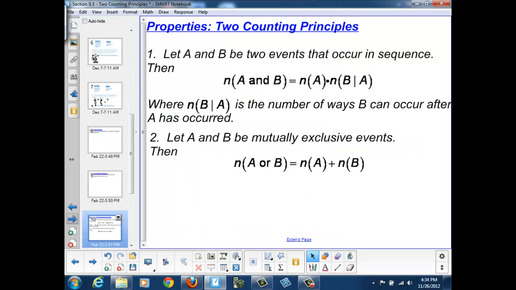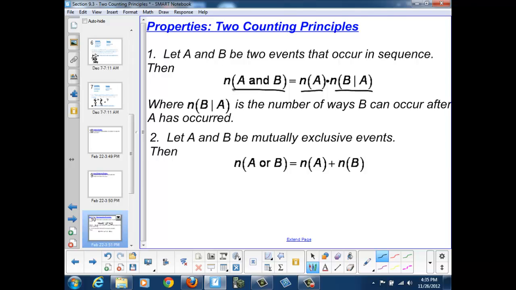So here's the 2 situations we looked at. We looked at a choice where we had an and situation, where we looked at an activity in the morning and an activity in the afternoon. And we used a multiplication calculation to come up with a total where we took the number of ways the first event could occur and we multiplied by the number of ways the second event could occur.